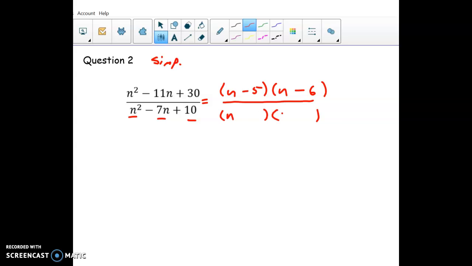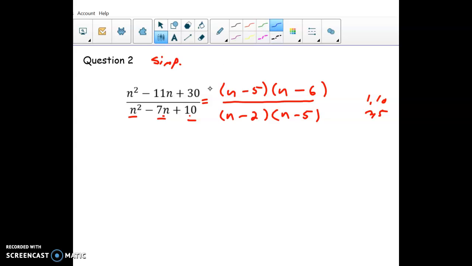On the bottom, n and n, and then 10 and negative 7. So again, we're going to need 2 negatives because that'll multiply to positive 10 and add up to negative 7. And then for 10, our only choices are 1 and 10, 2 and 5. So the pair that'll give us negative 7 is 2 and 5.